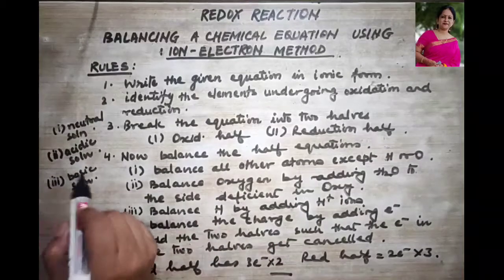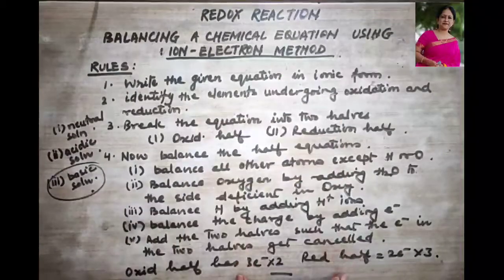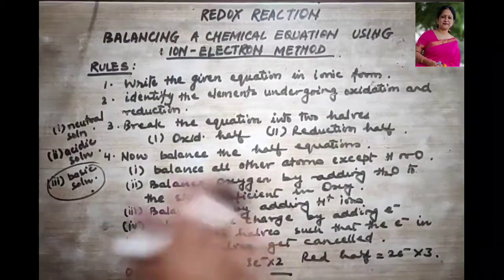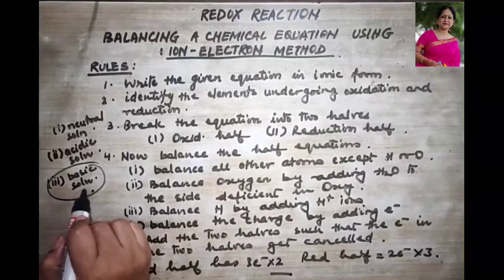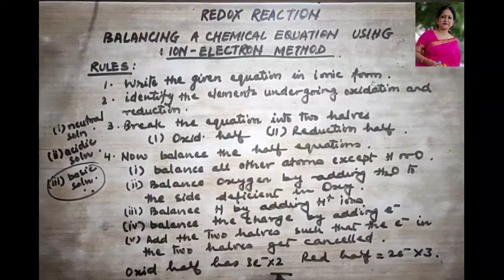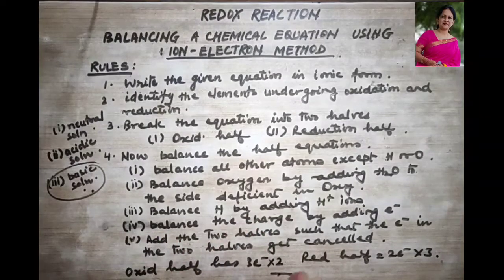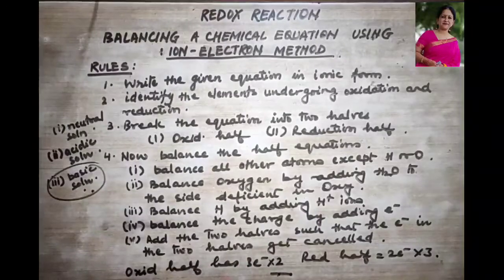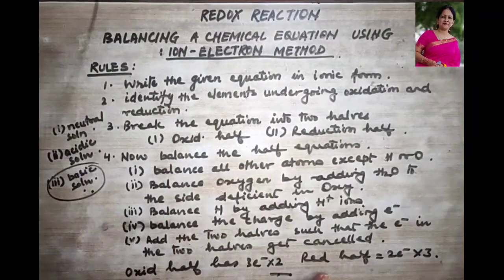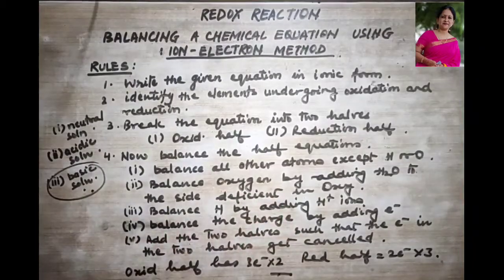the number of hydrogen ions that we have added to one side. I repeat, in the basic medium, till here the process will remain the same as for the neutral solution and for the acidic medium. But if your equation is in the basic medium, then after this we just have to add as many hydroxyl ions to both sides as the hydrogen ions that were added to one side. Based on the steps that I have just explained, we are going to understand them with certain examples.